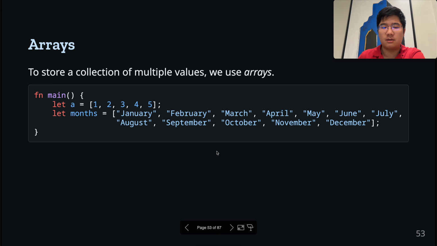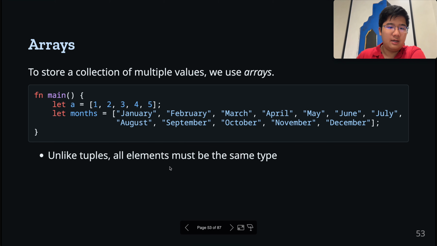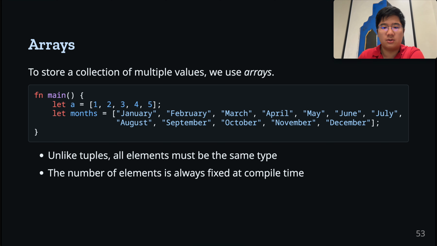All right, so moving on to the more compound types. A tuple is a compound type, but usually when we're talking about compound types, we also want to have a lot of data. You would not have tuples with 20 values, right? That's like having a struct with 20 values. So if we want to have a lot of data, we use arrays. So here we have an array of strings. Unlike tuples, all elements must be the same type. With tuples, we were allowed to group together whatever data we wanted. Here we have to have all the same type. The number of elements is always fixed at compile time.